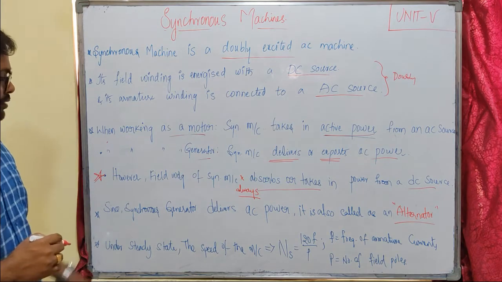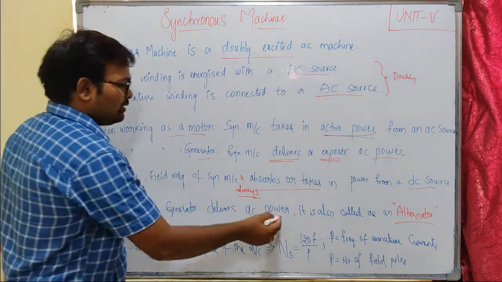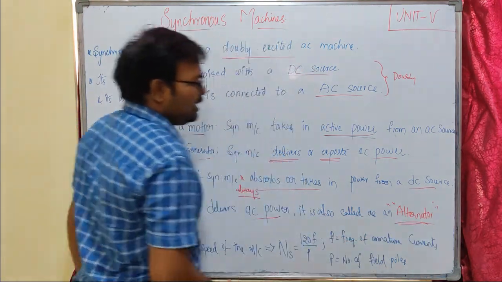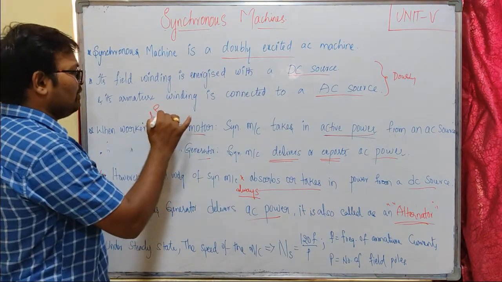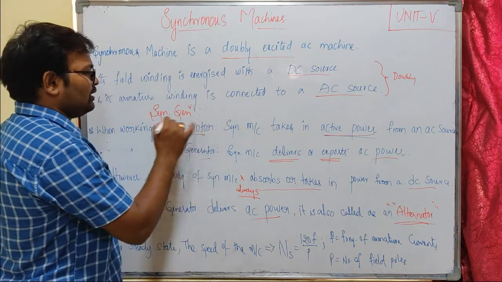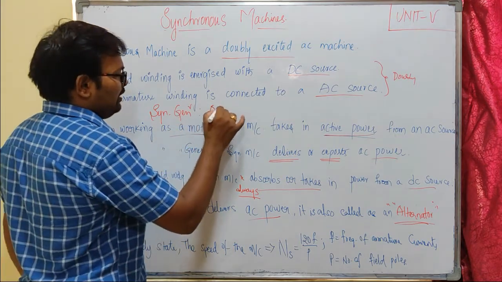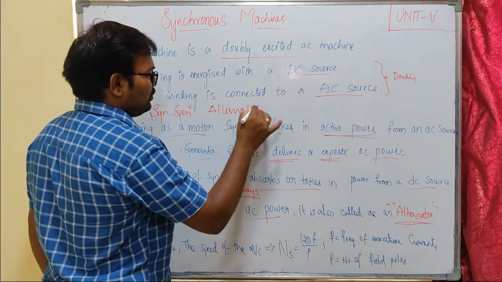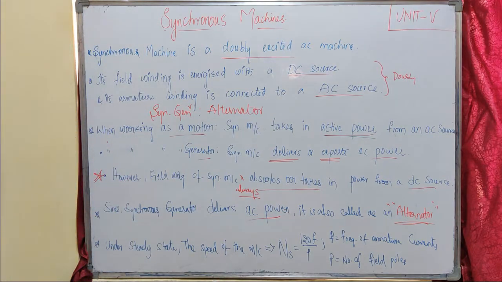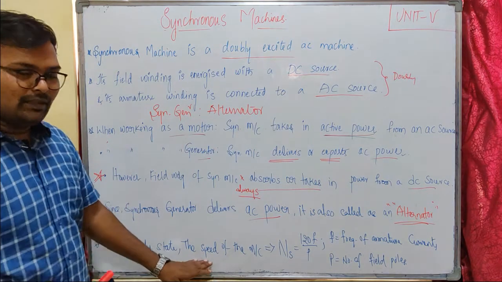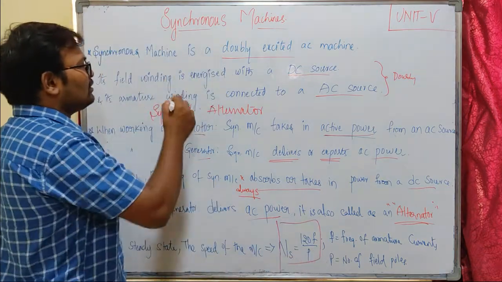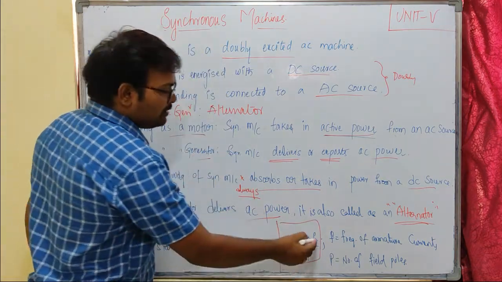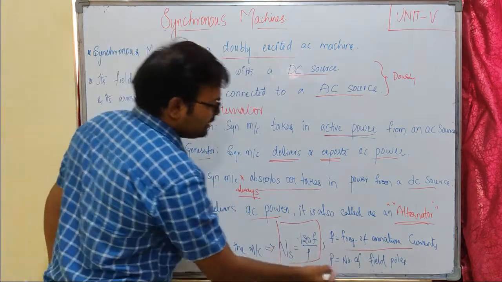Since our synchronous machine delivers AC power as a generator, the synchronous generator is also called an alternator. Under steady state condition, the speed of the synchronous machine is the synchronous speed, ns. You have already gone through the synchronous speed, which is 120 f by p, where f is the frequency of armature currents and p is the number of field poles.